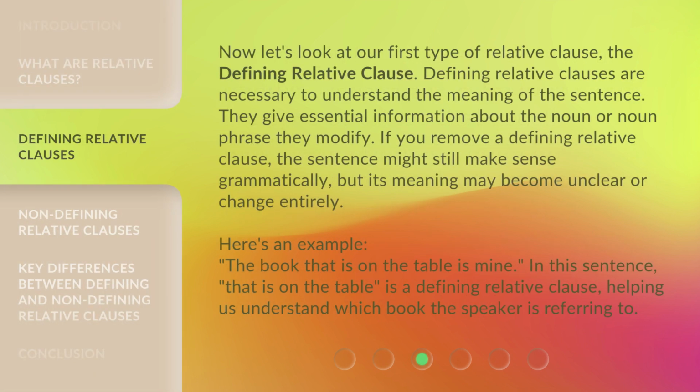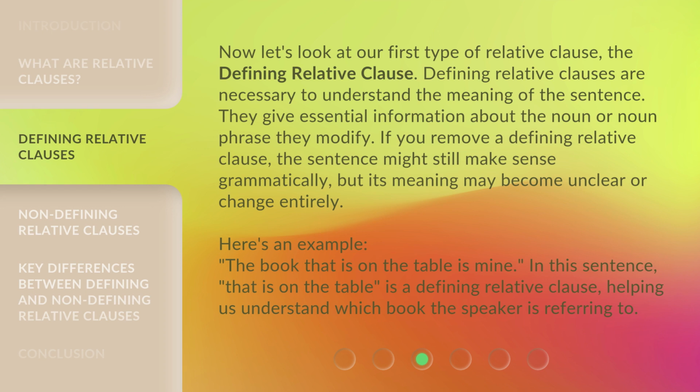Now let's look at our first type of relative clause, the defining relative clause. Defining relative clauses are necessary to understand the meaning of the sentence. They give essential information about the noun or noun phrase they modify. If you remove a defining relative clause, the sentence might still make sense grammatically, but its meaning may become unclear or change entirely. Here's an example.